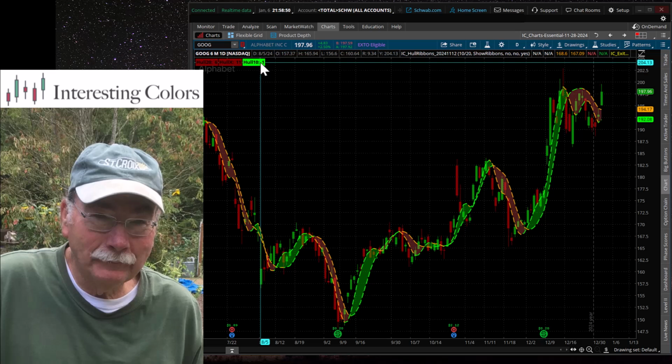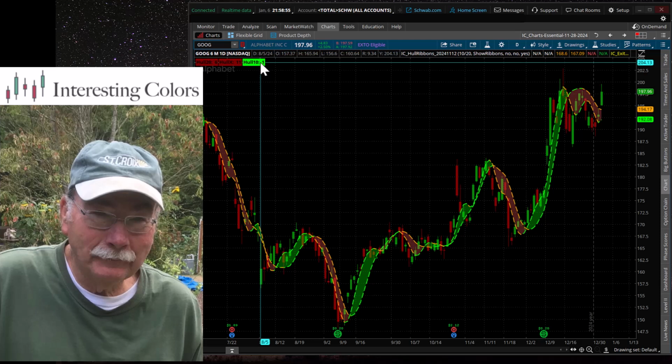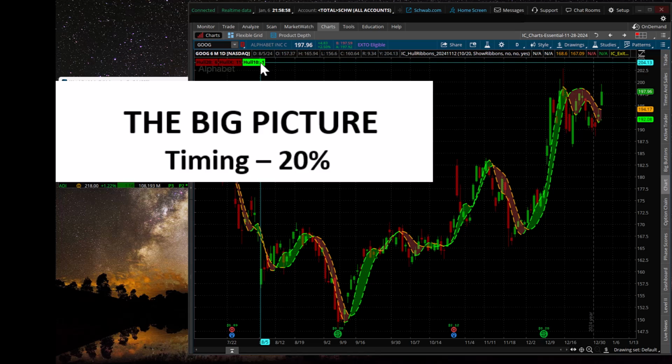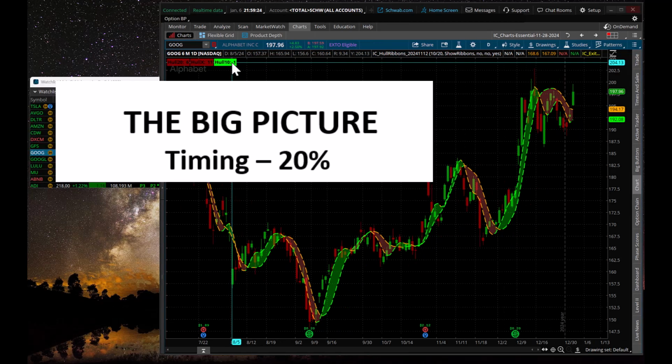Welcome to Interesting Colors. This is part 3 of the Big Picture series, and part 3 is all about timing. Timing considerations come into play when you know you've got a bullish trend, and you know that the trend you've selected has high relative strength. Based on those two factors, it's time to consider when is the optimal time to buy.